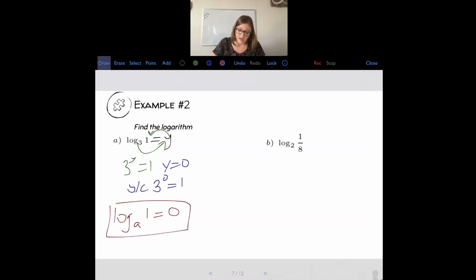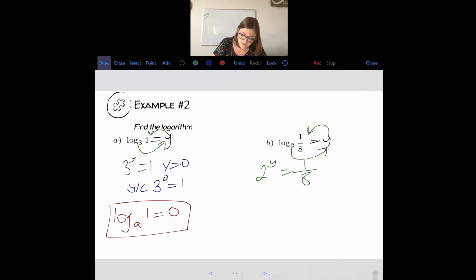Okay. Part B, we have log base 2 of 1 over 8. Set that equal to y. Then we go forward: 2 to the y is equal to 1 over 8. When we have fractions like this, it causes us to think about negative exponents.